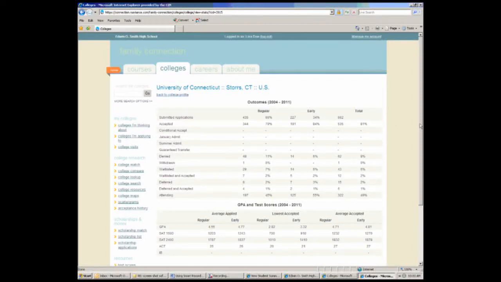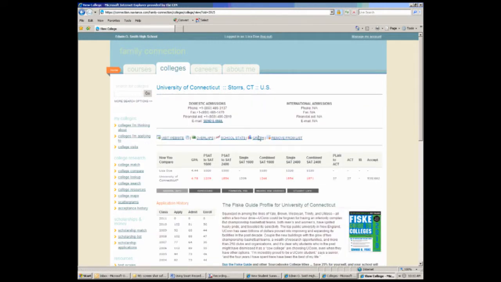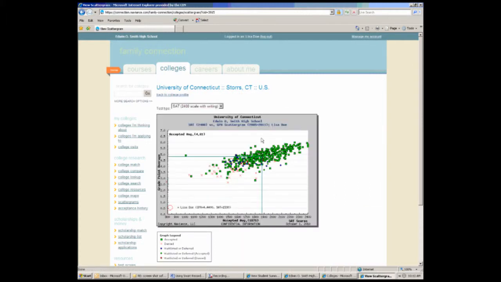By clicking on the school stats, you'll get additional information that you've seen. And there's also information that is provided in a scattergram where you have an axis, the x-axis being SAT scores, the y-axis being GPA. You can see that the accepted average GPA is a 4.81, and Lisa's is a 4.44.